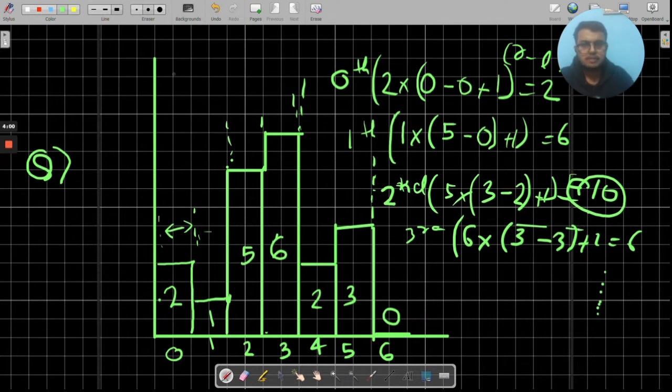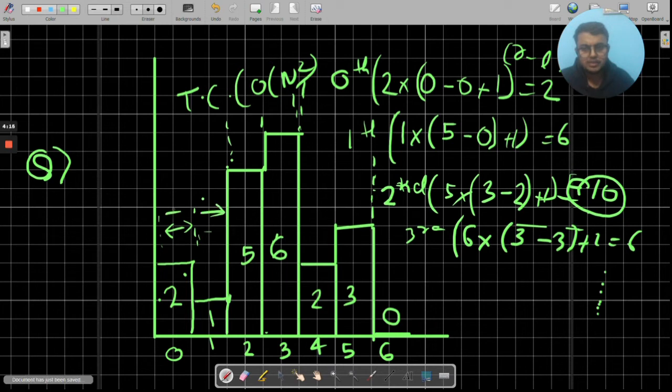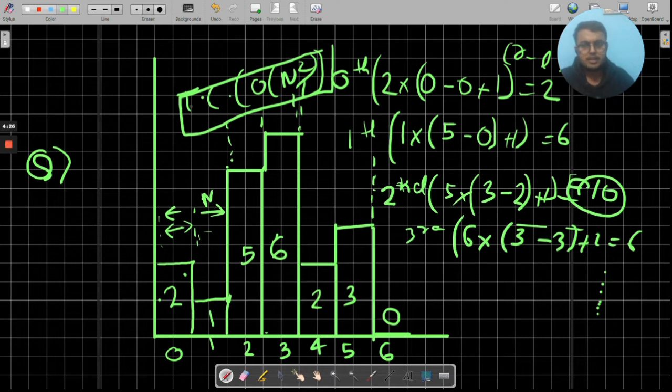But when we talk about time complexity, the time complexity will be big O of n square, because for every histogram we are searching on the right side also and on the left side also. In the worst case there is a possibility that we have to go till n. That's why the overall time complexity will be n square. So this will obviously give me a time limit exceeded if I try to code it in LeetCode.